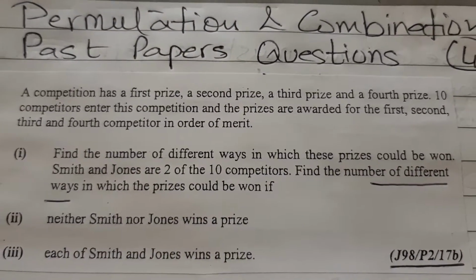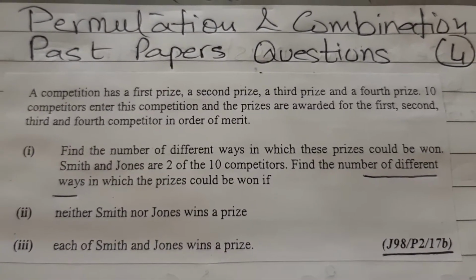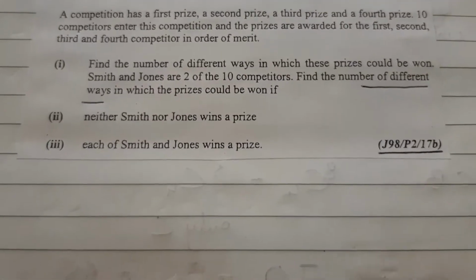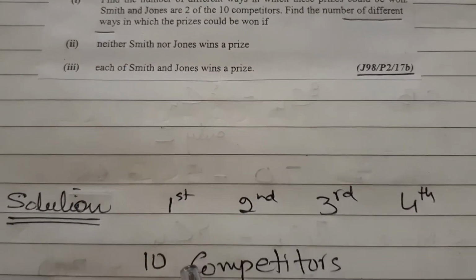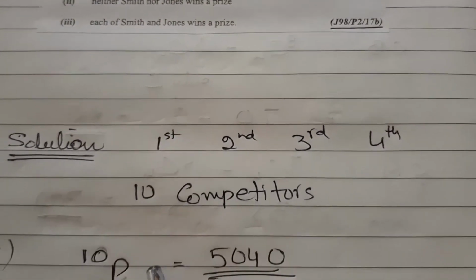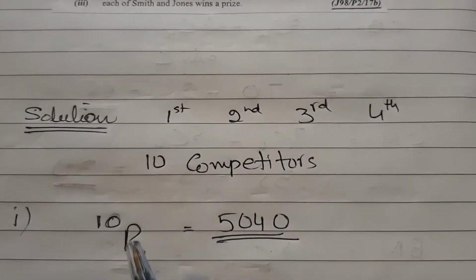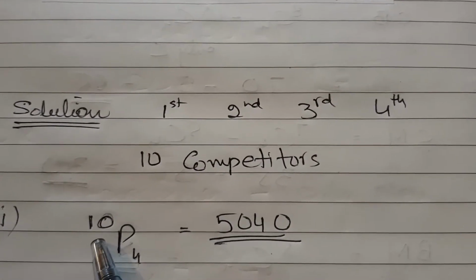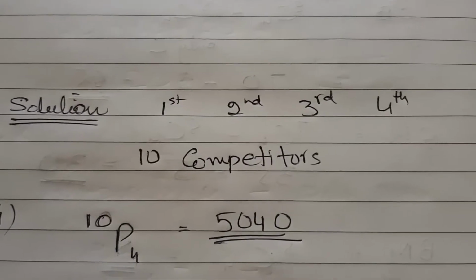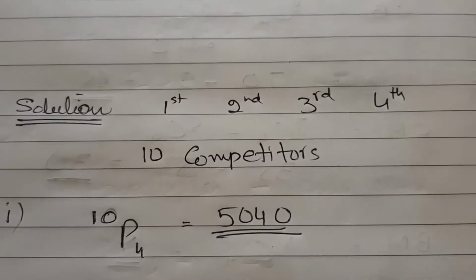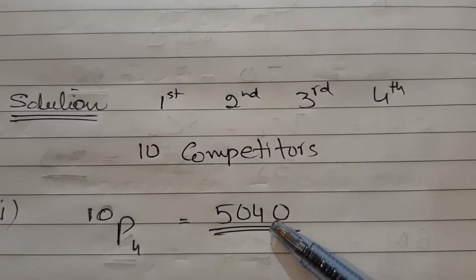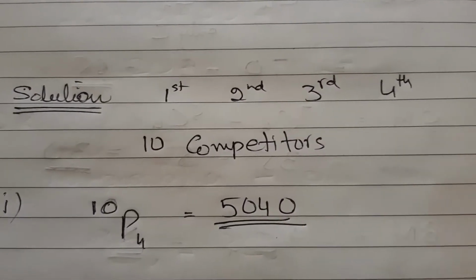So now what will it be, can you think? It will be 10P4, because there are 4 prizes and there are 10 competitors. So 10P4 will give you the number of ways in which the prizes could be won by those 10 competitors.